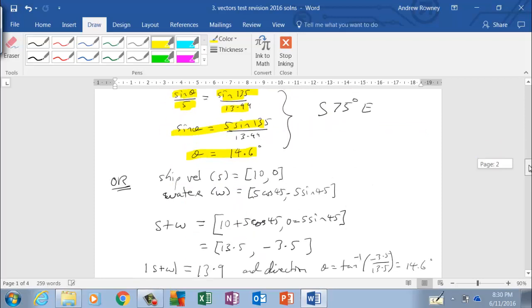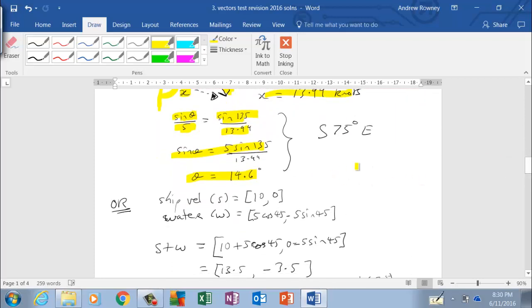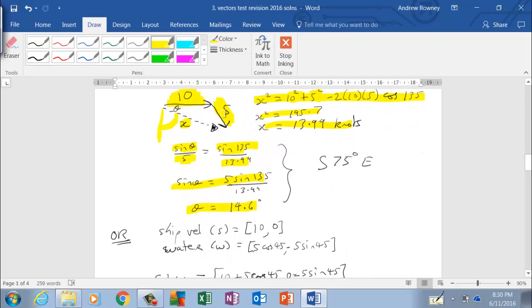The other way of doing it is you can use vectors. So the ship's velocity, because it's going 10 knots to the right, we can say it's (10, 0). The water stream, 5 knots southeast, we can say it's (5 cos 45, minus 5 sin 45). And the reason is because we've got 5 coming down like this, and we're splitting it into two components.